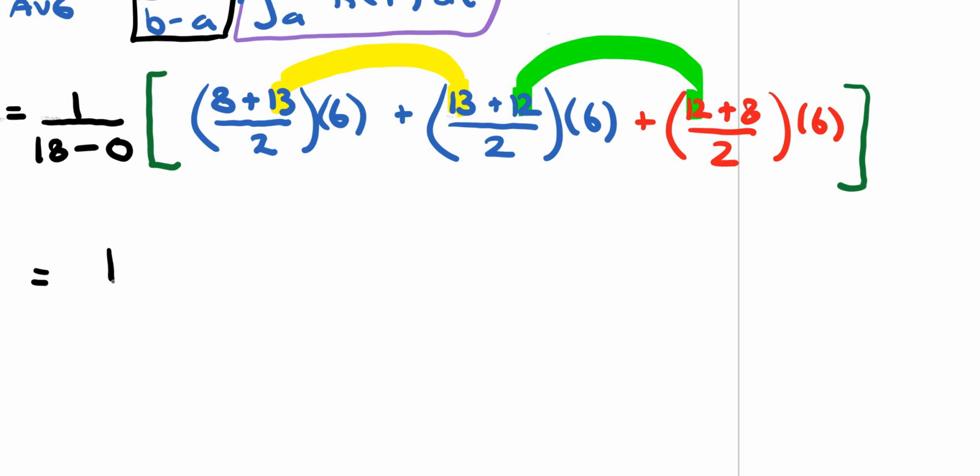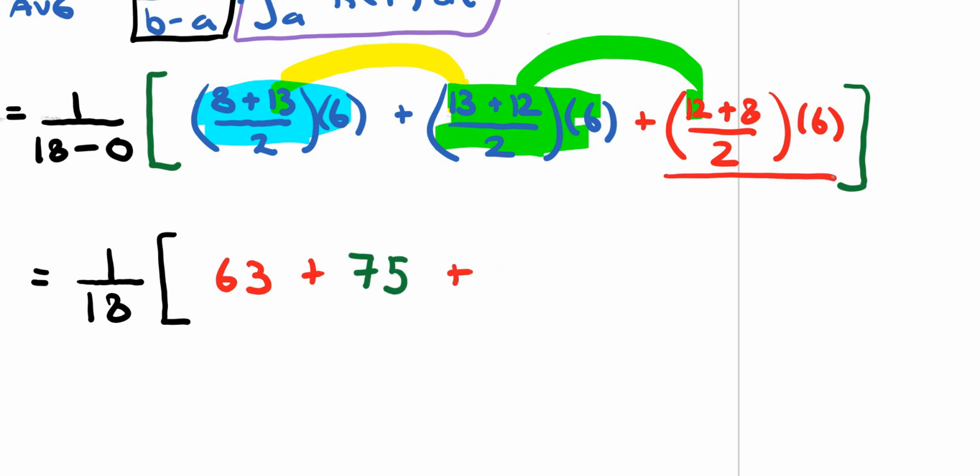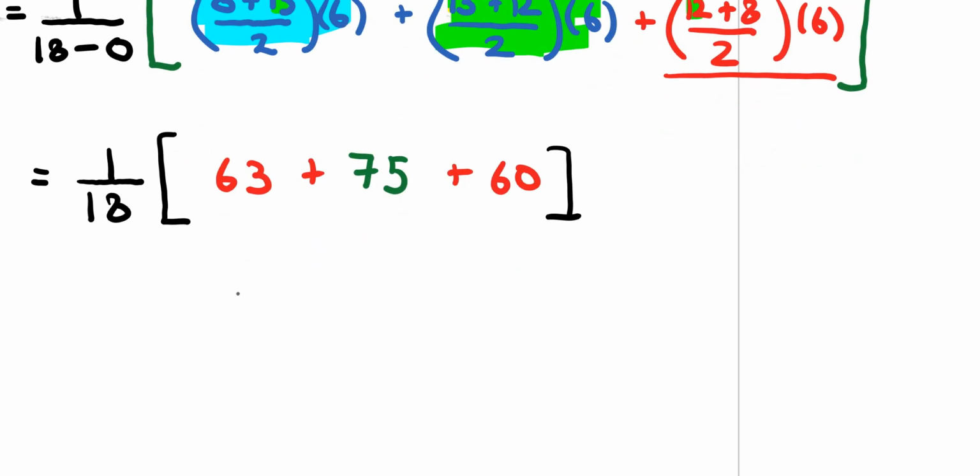The leading coefficient is 1 over 18, and then bracket here. If I calculate this expression on a calculator, you should get about 63, plus the middle term, 13 plus 12 divided by 2 times 6, which should get about 75. And the last term, if you multiply that out, you should get 60. A lot of calculations here, so I would just jump to a final calculator to finish this. You should get 11, and the rate is going to be liters per minute.